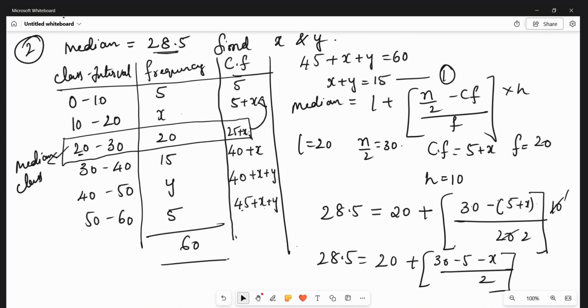Very important problem. Most of the time, either median or mean, they give x and y as missing frequencies. But for mean also we take from the class interval, right? Whenever they have given it, you have to take it from the class interval. But in mean we won't find it with CF. Mean will be found with the mean formula. For median, you have to form it from its formula.